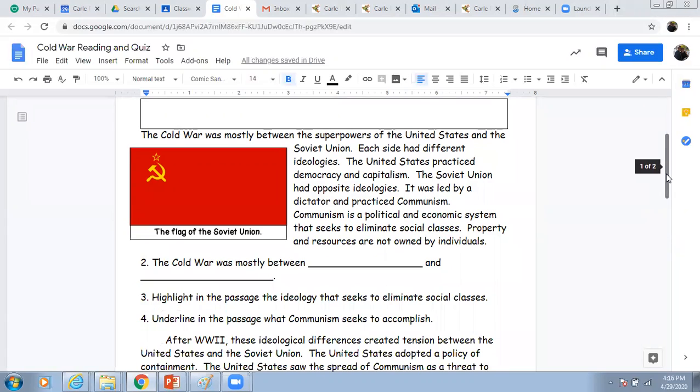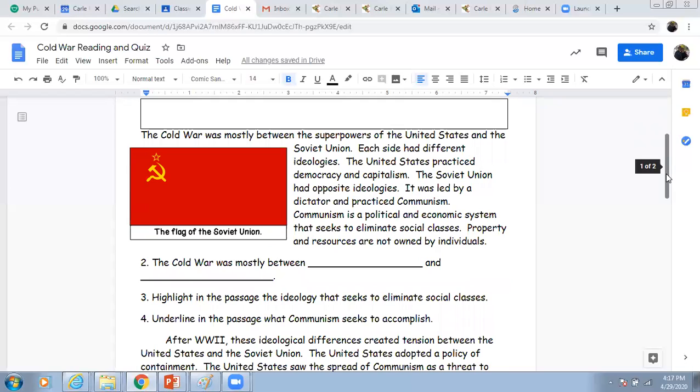The Cold War was mostly between the superpowers of the United States and the Soviet Union. Each side had different ideologies. The United States practiced democracy and capitalism. The Soviet Union had opposite ideologies. It was led by a dictator and practiced communism. Communism is a political and economic system that seeks to eliminate social classes. Property and resources are not owned by individuals.